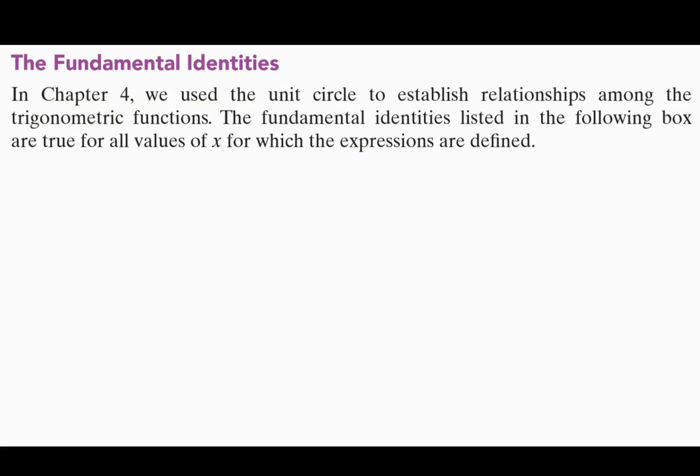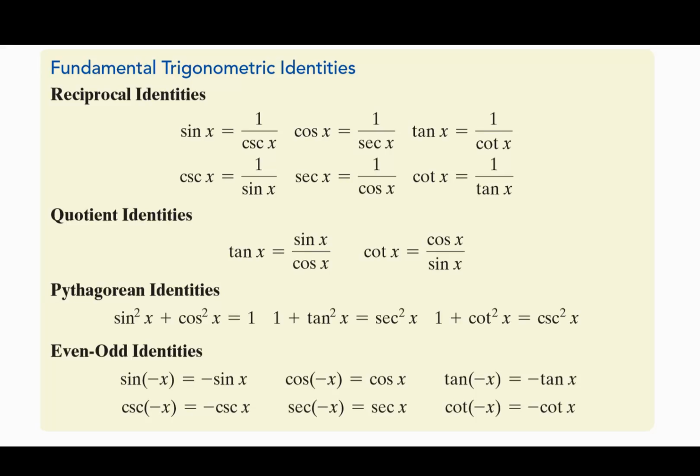In chapter 4, we used the unit circle to establish these relationships among different trigonometric functions, based on what the sine was equal to in terms of the radius and the two sides, cosine, and we made something that looks like this. These are all the fundamental trigonometric identities: the reciprocal, the quotient, the Pythagorean, and the even-odd. While these might seem like a lot, these are the start, because there are many more. We'll start with the reciprocal identities, but these are also the most common.